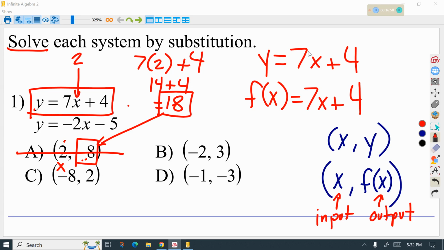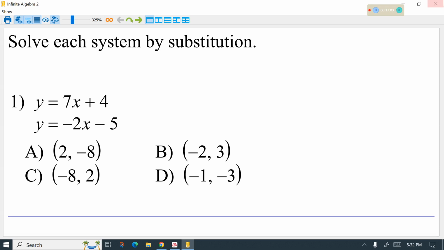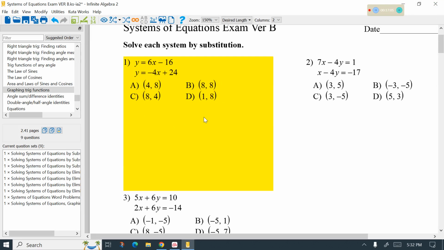So plug in the numbers and see what you get. Again, I'm telling you guys, I'm a little nervous about these ones when it's y equals. So I'm going to do one more of these y equals ones. Okay, let's see if you guys can get the answer.